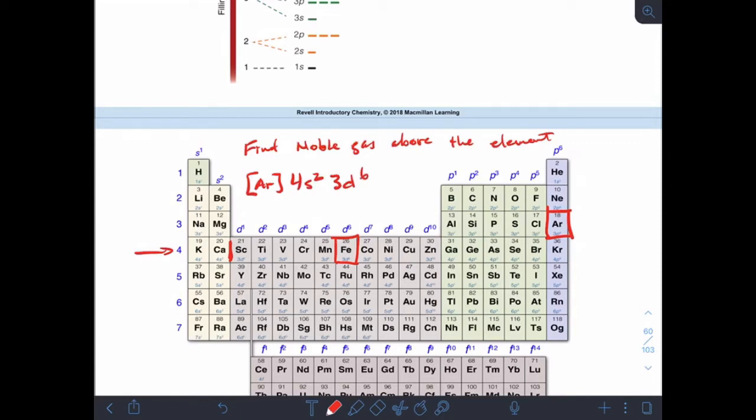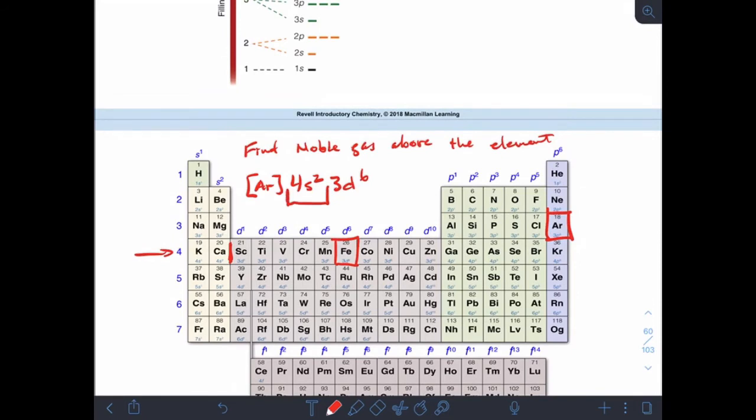Now remember what we said about valence. Valence is the highest number. It doesn't matter what order they're in, valence is the electrons in the highest numbers. In which case, those are my valence electrons. Not the Ds, just the stuff in the highest number.